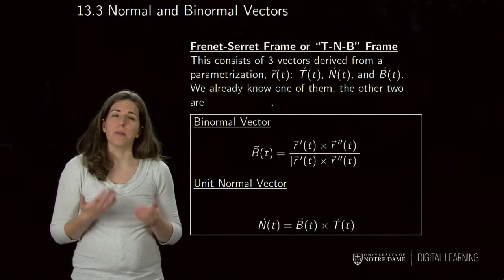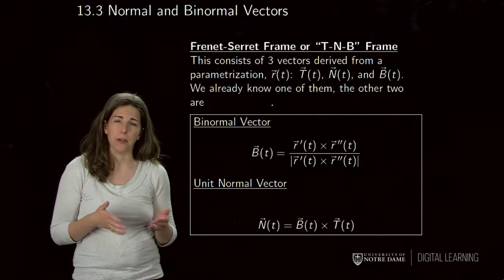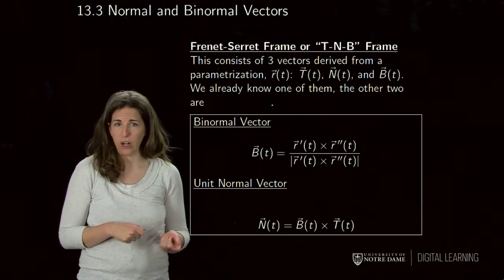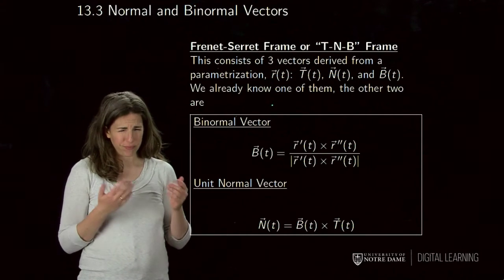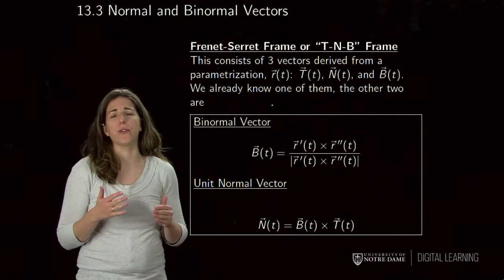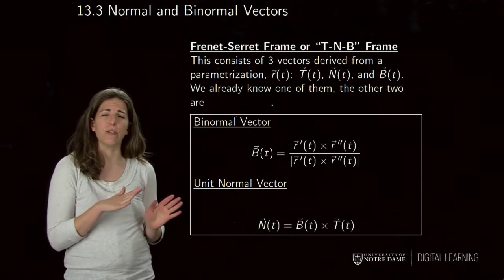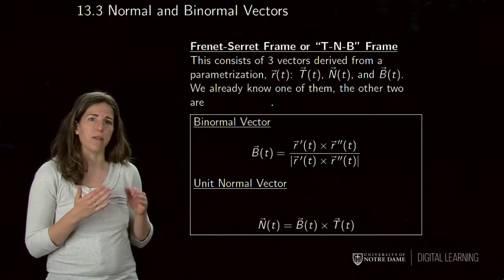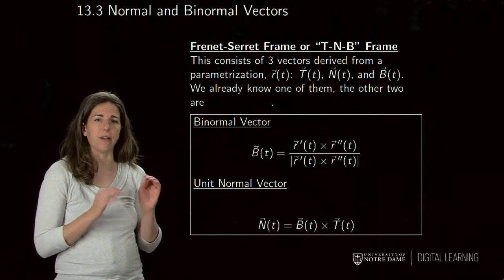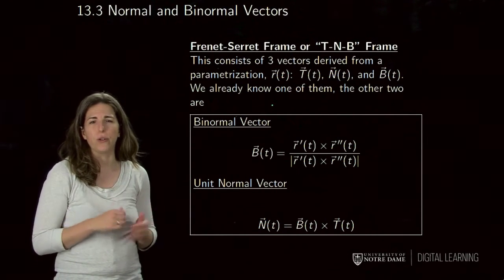And we already know one of them. We've already seen capital T, which is the unit tangent vector. The other two vectors that we're going to be studying are called the binormal vector and the unit normal. There are numerous definitions for the binormal and the unit normal, but these are the definitions that you want to use to compute by. When your book does the treatment of this, it'll present the definition slightly differently, but I'm giving you the definitions I want you to use for computation.